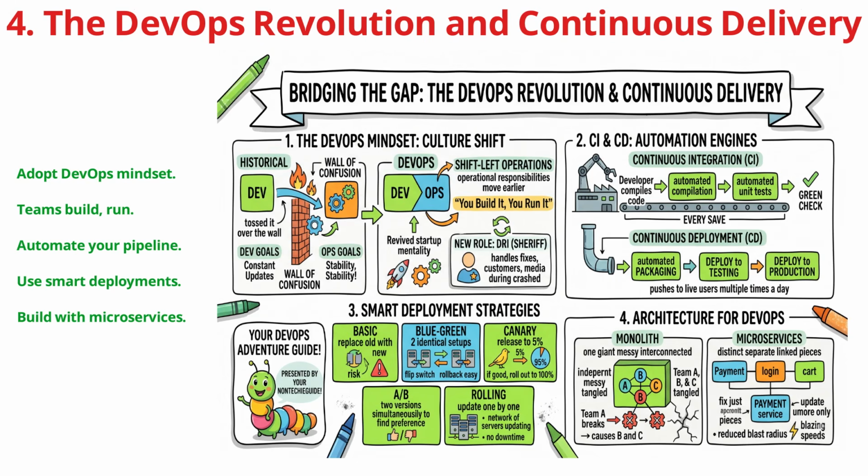This shift is powered by 2 automation engines. Continuous integration checks every change like a robotic inspector, and continuous deployment automatically ships updates to users multiple times a day. To stay safe, teams use smart release strategies like blue-green and canary releases. And the real accelerator? Moving from giant monoliths to modern microservices, independent components that prevent one failure from taking down the whole system and unlock blazing innovation.